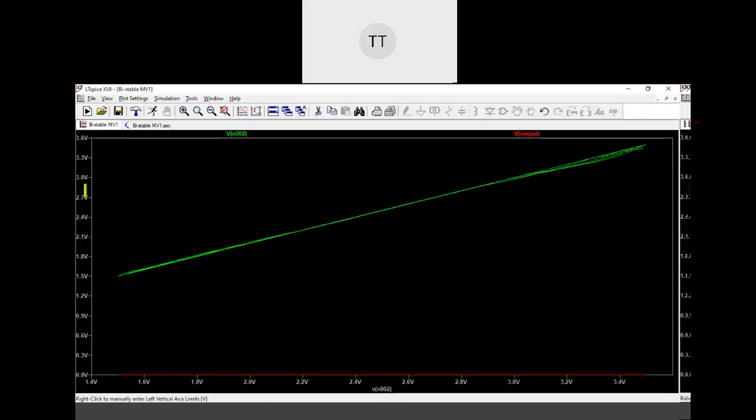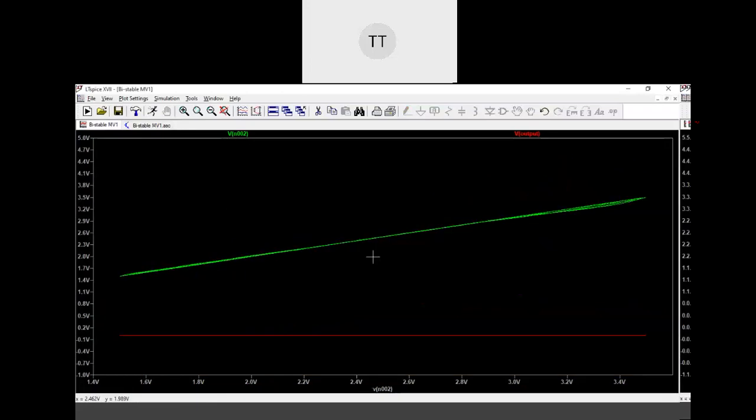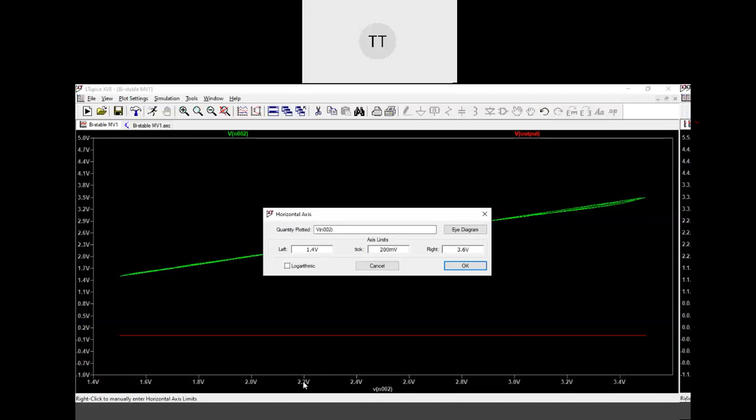Okay, let me change the scale to 5 and minus 1. Can somebody say why the output is like this for 2 marks in Q1? Why is the output at 0 volt? Anybody? It's a sine wave. It's not crossing the 2/3 of VCC value.